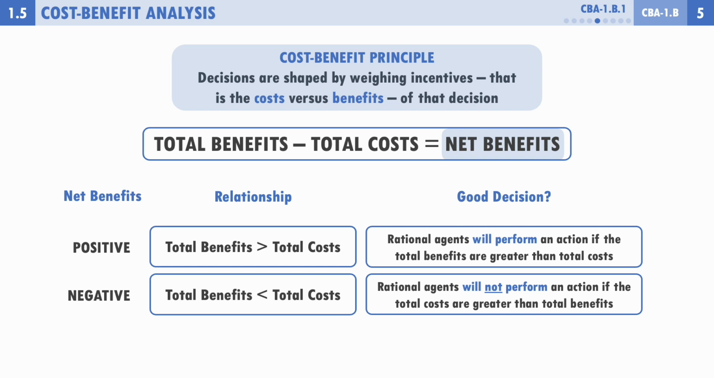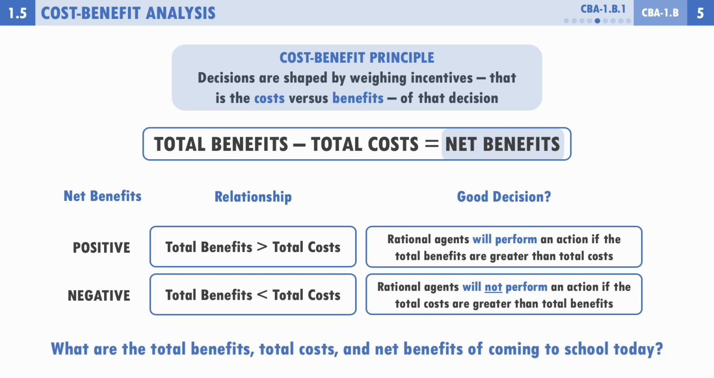We're actually worse off. And so, you can look at that and think, what are the total benefits, total costs, and net benefits of coming to school today? And you could sit there and go through what are your benefits of being at school, what are the costs of being at school. But really, when it comes down to it, we're going to assume that since you showed up to school, there must be a total benefit that is greater than the total cost of coming to school because there's a positive net benefit. And as a rational person, you ended up coming to school.